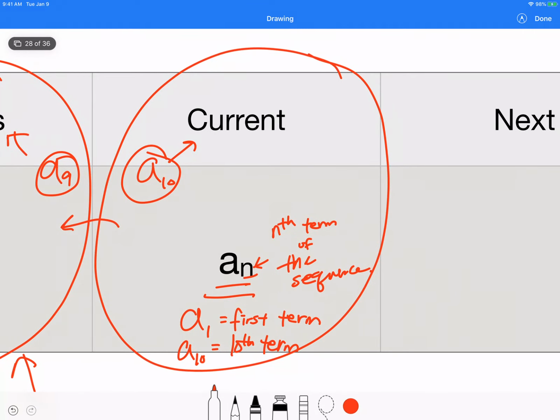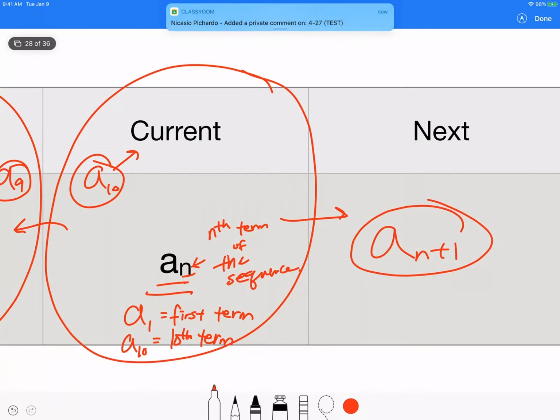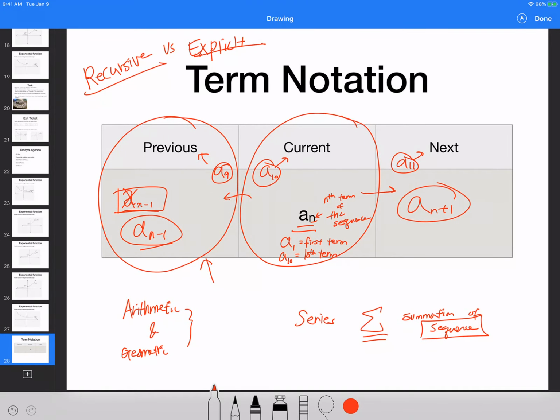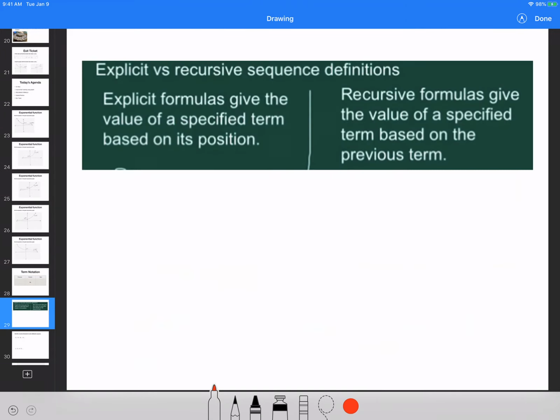Now applying the same topic here, the next term would be a sub n plus 1, and that would indicate the a sub 11. Okay? All right, so first have these three terms written down, and then after that, I'm going to move on to the next topic here.